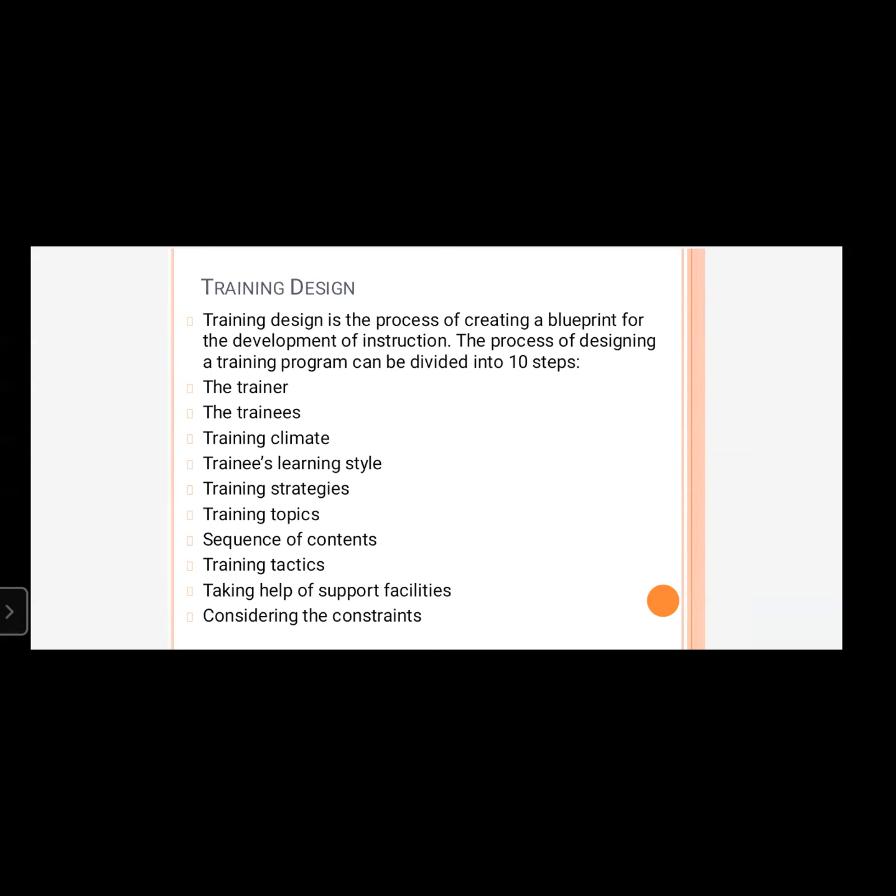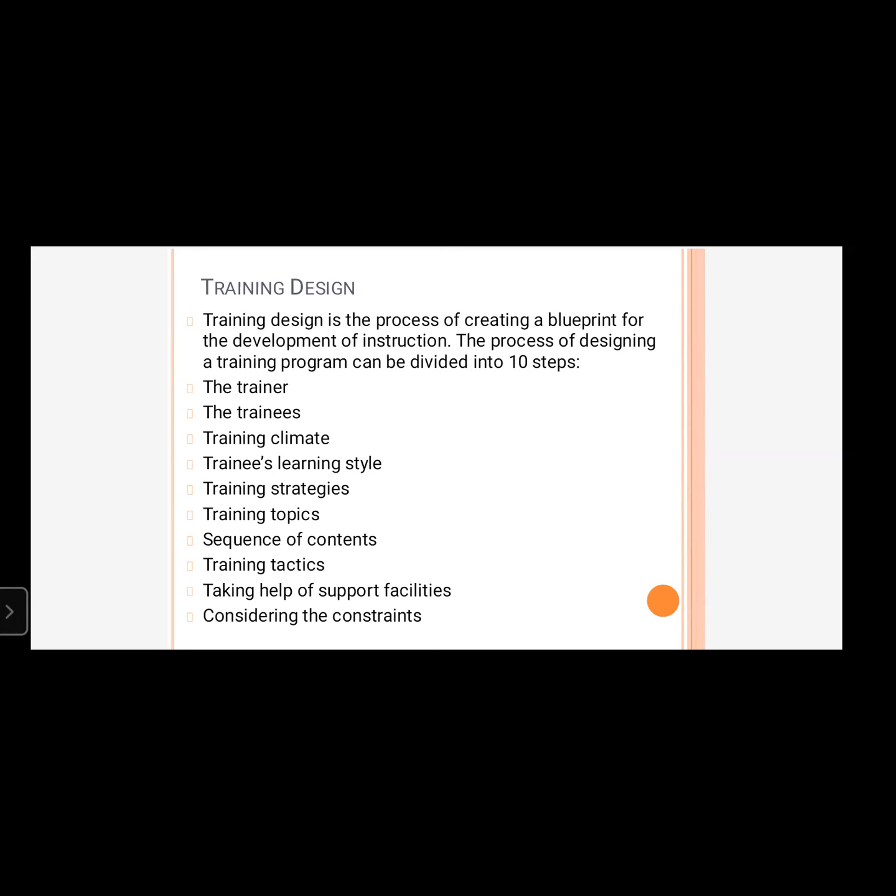irrespective of the positions. Now, suppose the training program is for communication skills, and 2 managers are also there in the training program, 10 executives are there in the training program, as well as 10 or 20 junior executives are also there. So junior executives are there, senior executives are there, as well as managers are also involved in the training program.